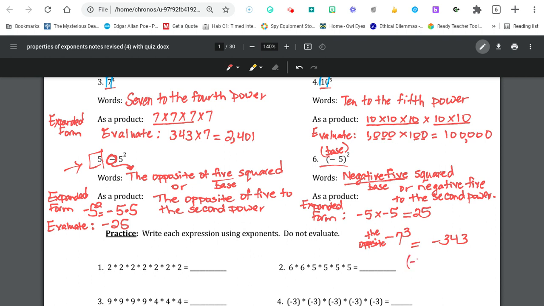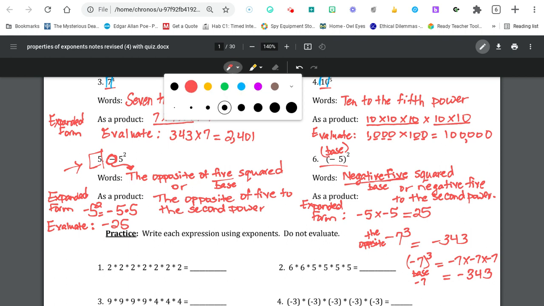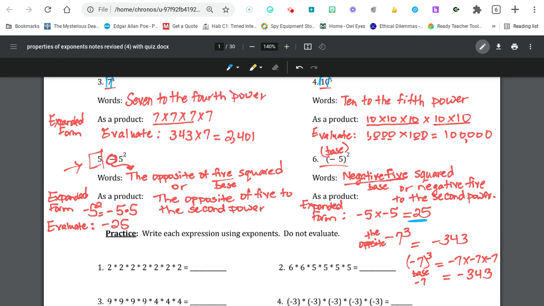Now, if I have something like this then I consider my whole base as -7. Okay, -7 times -7 times -7, which in this case is actually still -343. You just have to work it out to see whether your answer is actually negative or positive. In this case, it was 2 negatives I multiplied, so I ended up with a positive. In this case, it was 3 negatives that I multiplied, so my answer remained as a negative.